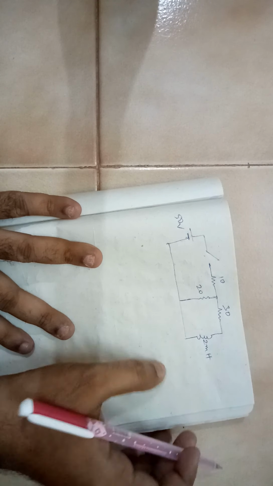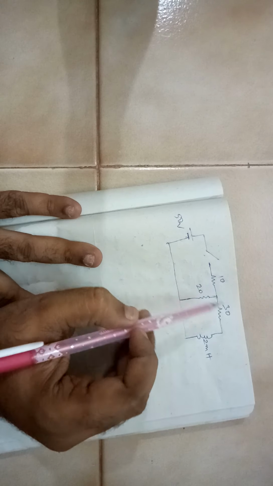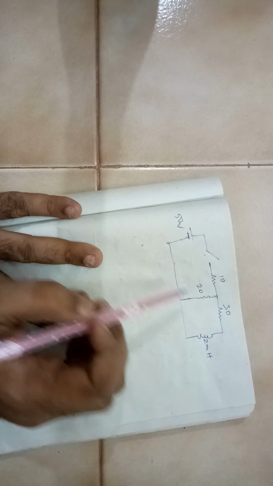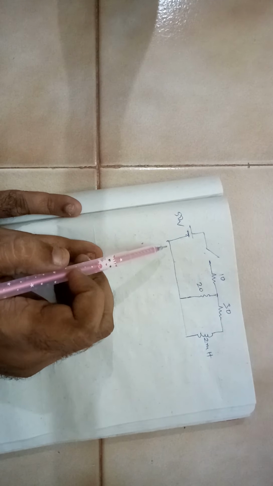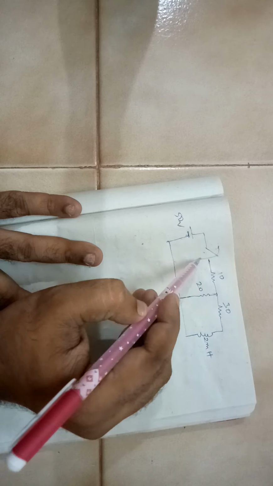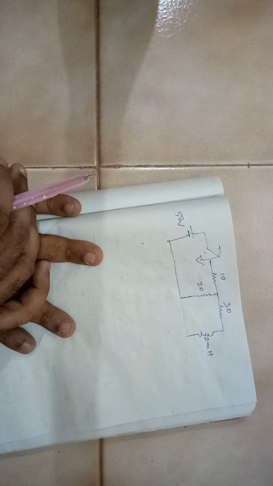Let us say the question says that you have to find out the current that is passing through these three different resistors. That is the question at different scenarios. So if I close the switch, immediately what happens?